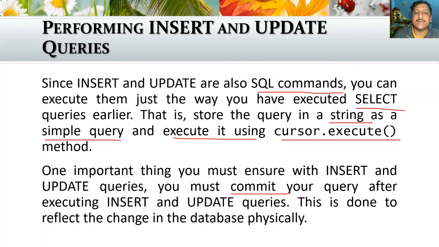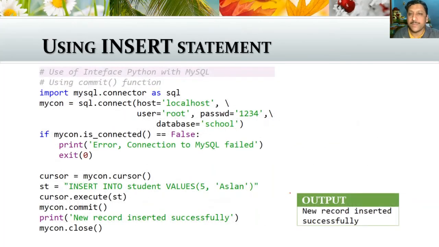So the commit command or commit function is used. When it is used, it will store the data. Whatever changes are done are permanently modified, permanently stored. For that purpose, a commit statement is to be given after each and every insert and update command. Let's see how we can do this.